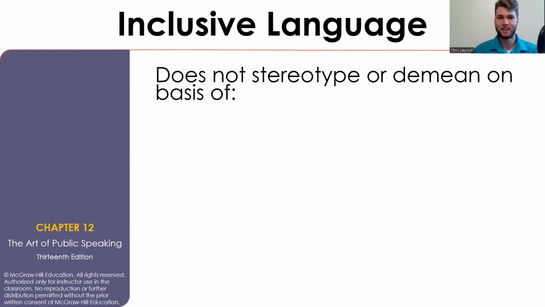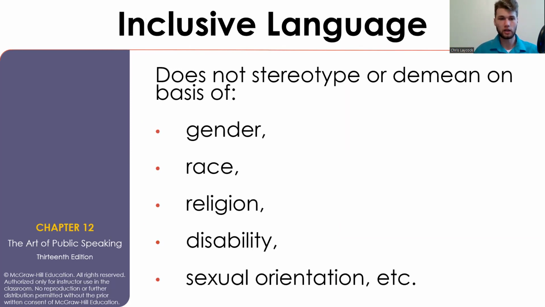OATS are important. All right, inclusive language. It doesn't stereotype or demean on the basis of multiple factors: gender, race, religion, disability, sexual orientation, all those things. We even talked about this in the syllabus on day one. The classroom is not an environment where any of these things are appropriate. We don't demean, we don't stereotype. Even when I did my first stand-up set, they said no hate speech, and that's a given. We don't want to be demeaning other people.